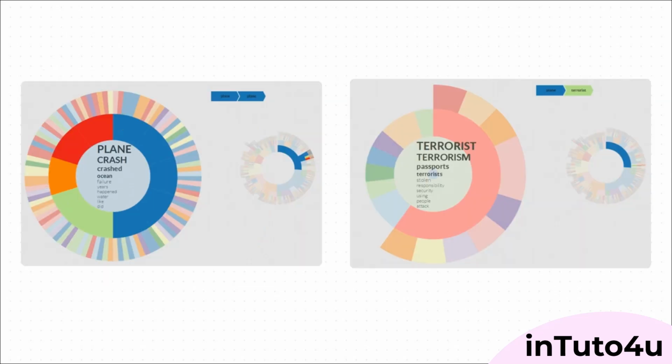And this, right here, this is its superpower. It lets the user drill down. You see that? When you click a segment, the entire chart reorients itself around that new, more specific topic. You can go from this huge overview to focusing just on theories about a plane crash, or maybe you want to see everything related to terrorism. This ability to interactively explore, that's what makes the sunburst so compelling. It puts you in the driver's seat.